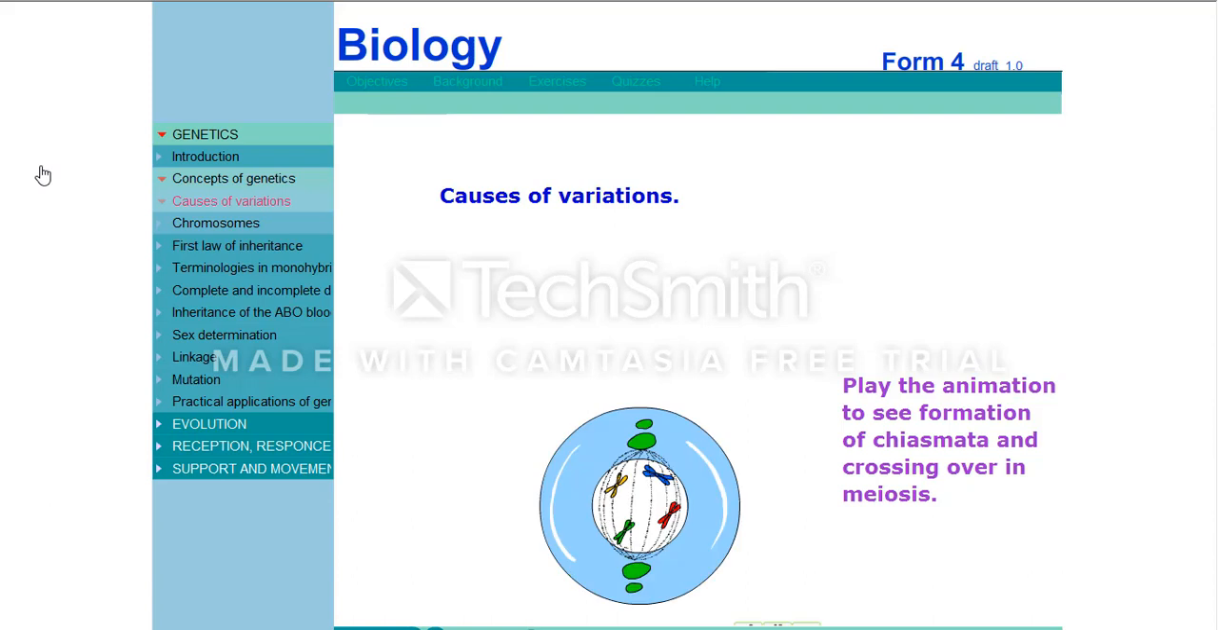Causes of variations. Variations are caused by gene recombination, fertilization, and mutations, which are sudden changes occurring in the gene or chromosomes. Play the animation to see formation of chiasmata and crossing over in meiosis.